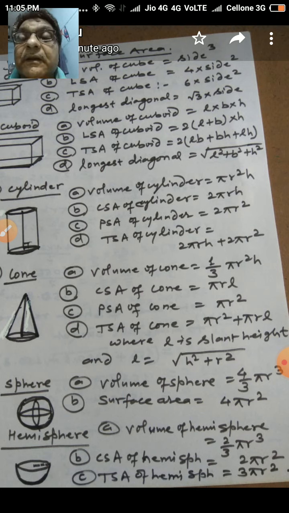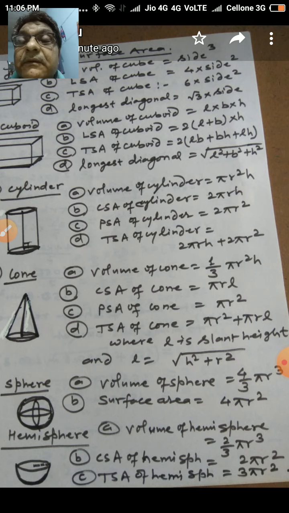Total surface area, by adding the plane surface area and curved surface area, is 2 pi rh plus 2 pi r square. Again, for the right circular cone, volume is 1/3 of the volume of a cylinder if the height and radius are the same. So it is 1/3 pi r square h, and curved surface area is pi r l, where l is called the slant height. If it is not given, we can calculate it using l equal to under root h square plus r square.